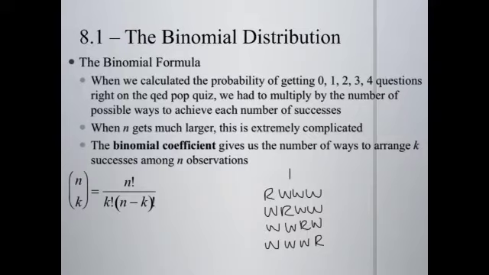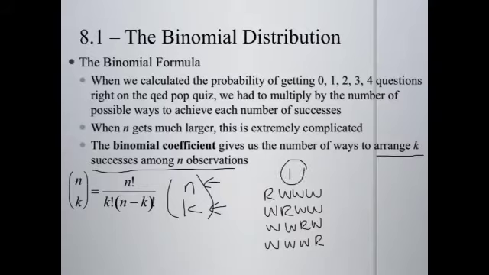I'm going to use this binomial coefficient to give us the number of ways we can arrange K successes among N observations. So whenever you see N, K in parentheses, it means N, the number of observations, choose a certain amount of them to be in a certain order. So for this question, there are 4 questions, and I want you to choose one when there is 1 correct. And then it'll give you this formula over here.